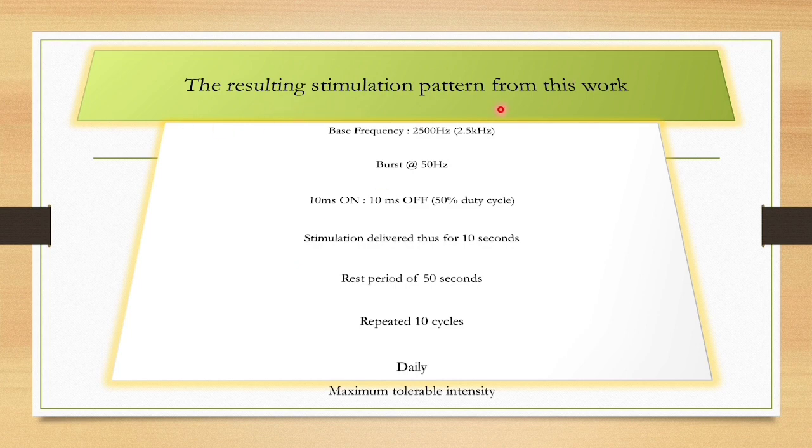So the resulting stimulation pattern from this work includes the base frequency, that is 2500 Hz or 2.5 kilohertz, burst at 50 Hz, 10 milliseconds on to 10 milliseconds off, that is a 50% duty cycle. Stimulus is delivered for just 10 seconds, with a rest period of 50 seconds, repeated for 10 cycles, that is 10 is to 50 is to 10. This is the normal protocol of Russian current. We will give the stimulation for 10 seconds, then a rest period of 50 seconds, and this will be repeated 10 times, that is 10 cycles. And this will be given daily at a maximum tolerable intensity to the athletes.